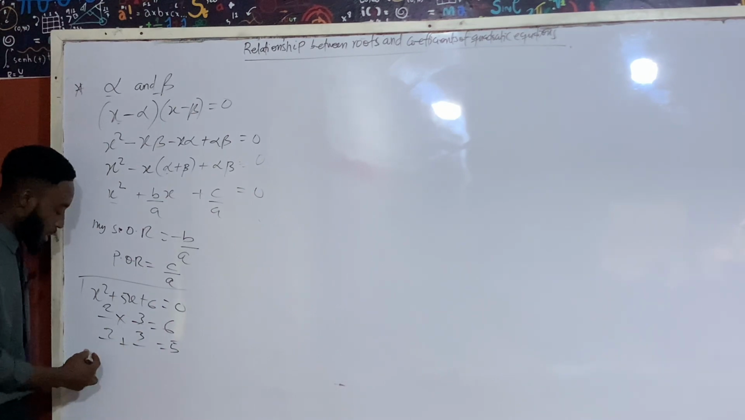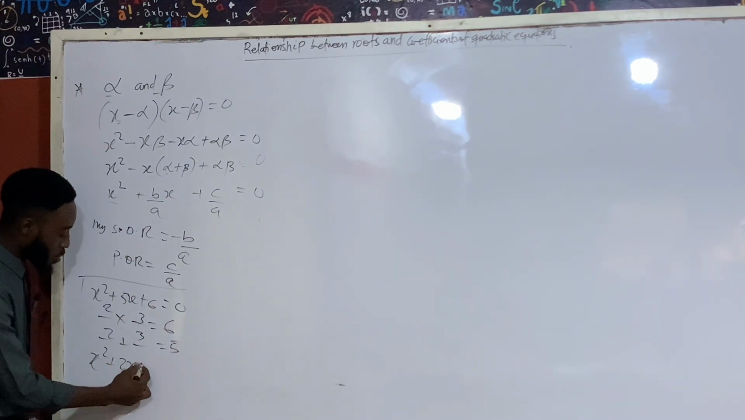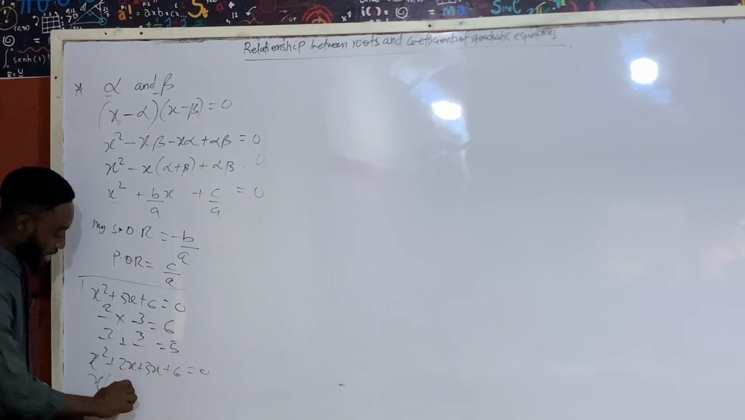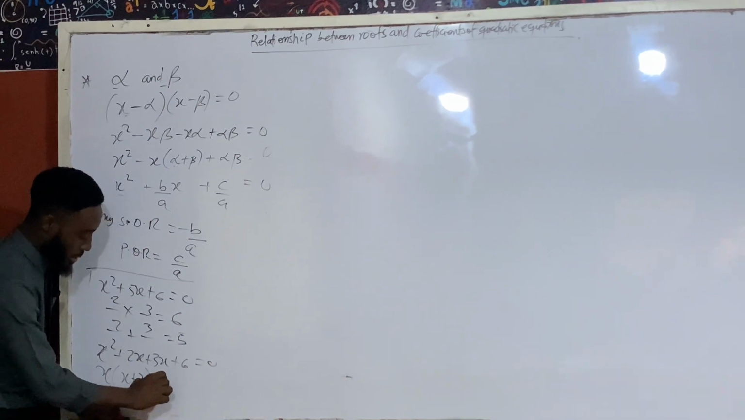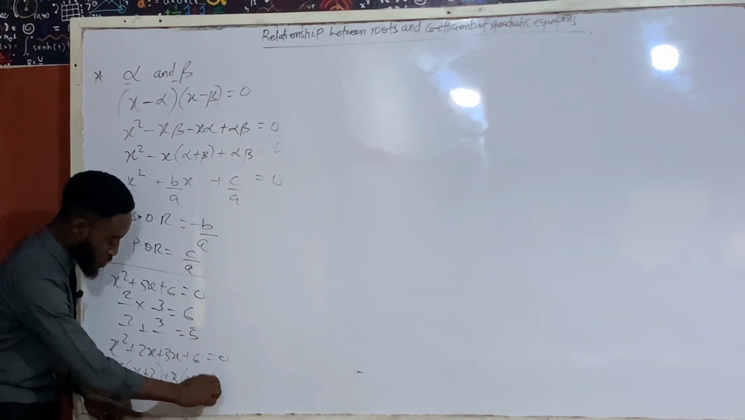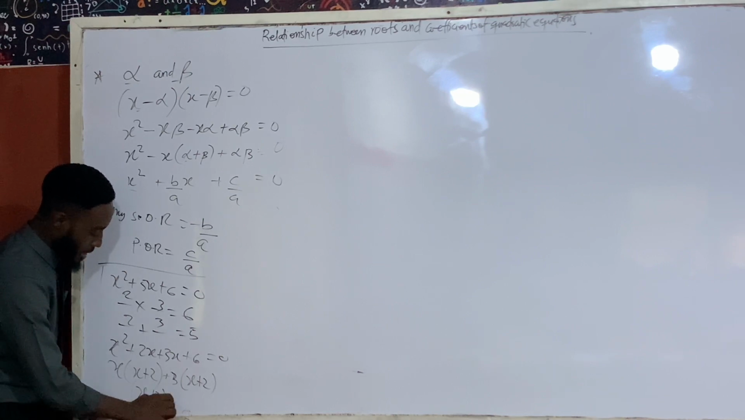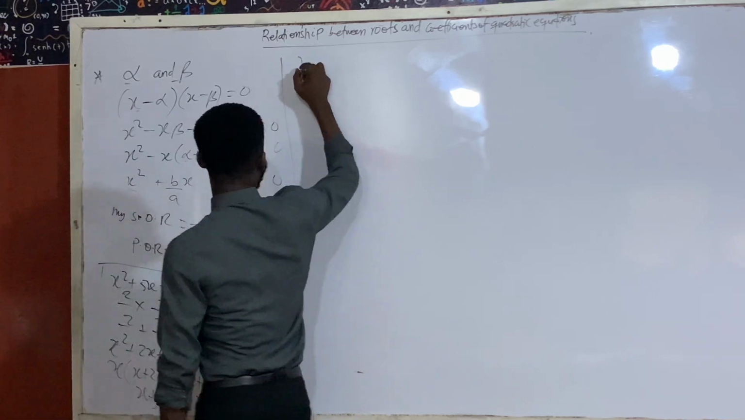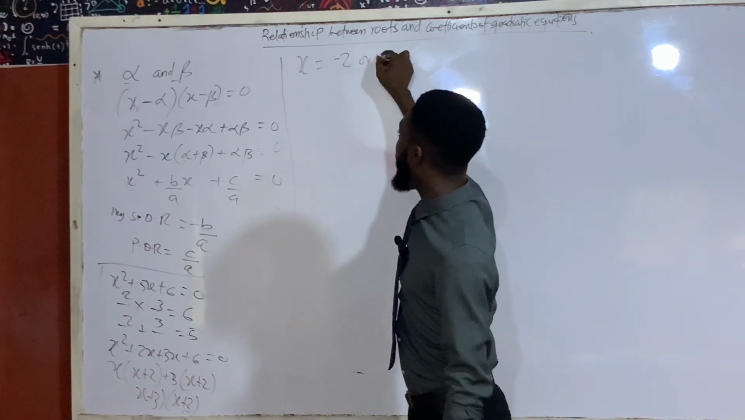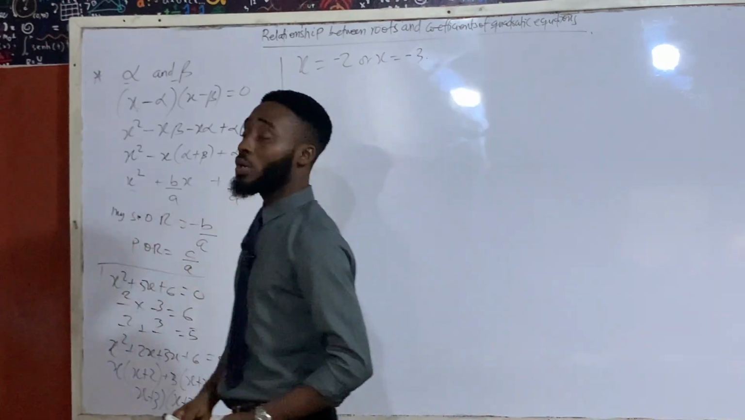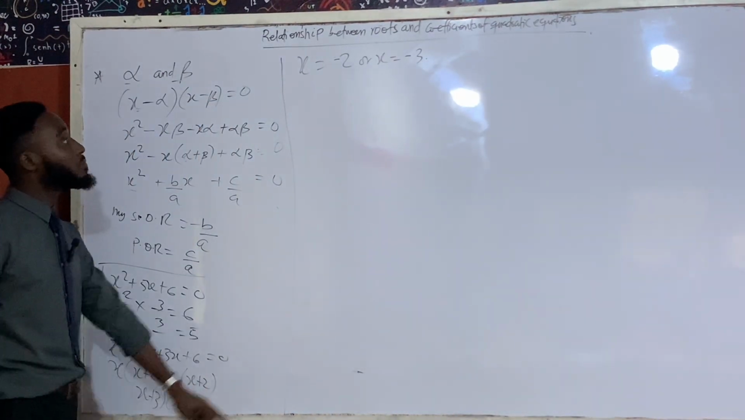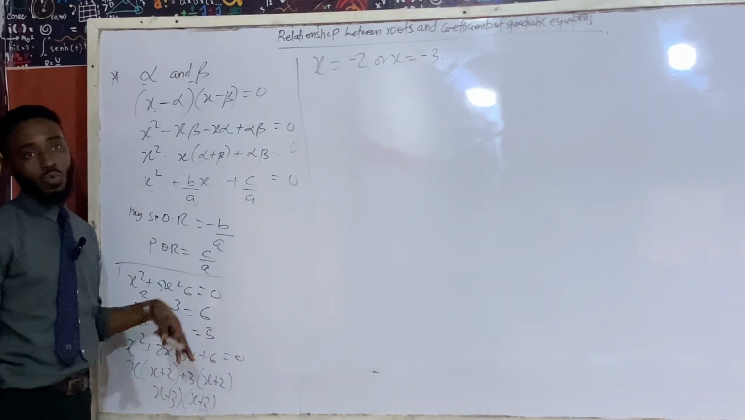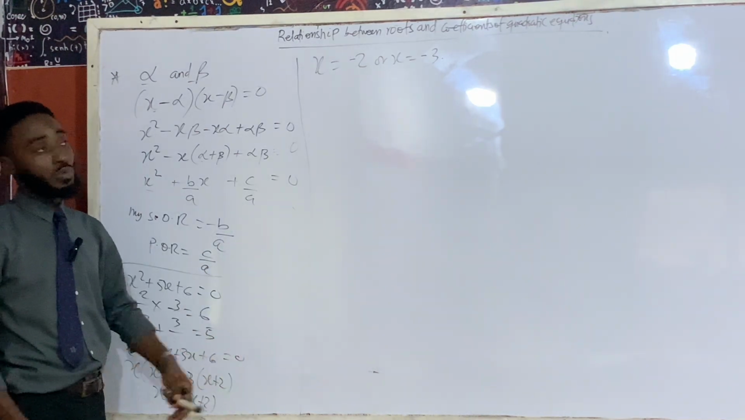2 and 3. So I would have x squared plus 2x plus 3x plus 6 equals 0. So it will be x into brackets x plus 2, plus 3 into brackets x plus 2. So I have x plus 3, x plus 2. So from here, x is equal to minus 2 or x is equal to minus 3. Now, if I am given minus 2 and minus 3, assuming I don't know this equation, and I'm asked to generate the equation, what do I do?